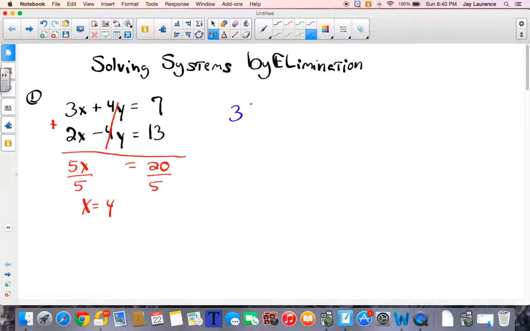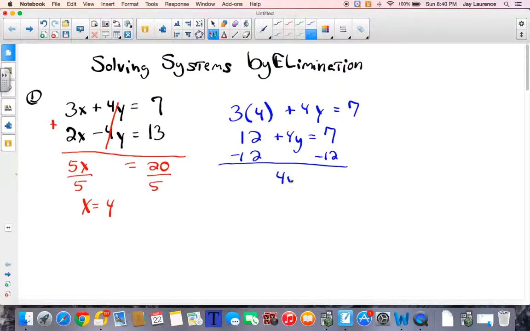It doesn't really matter. If one looked easier than the other one, I would use that, but that's not the case. So I'm going to get 12 plus 4y. That's going to equal 7. I'm going to subtract 12, subtract 12, and I'm going to get 4y equals negative 5. Divide by 4, and I think you can see that y is going to be, I have a mistake, don't I? Yeah, I should be dividing by positive 4. Sorry about that. Negative 1 and 1/4. Notice I got the same answer, and it was a little less work.